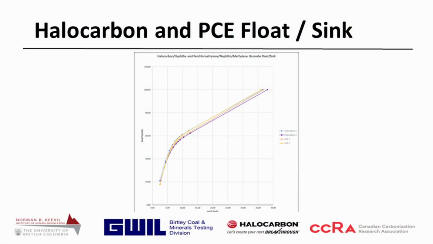This slide here is going to show the yield in ash. So when we take a look at the halocarbon product versus the PERC, everything was done in duplicate, and the results are very, very similar. So as a processing engineer or geologist, you're going to be certainly encouraged by these repeatable results in these wash curves.